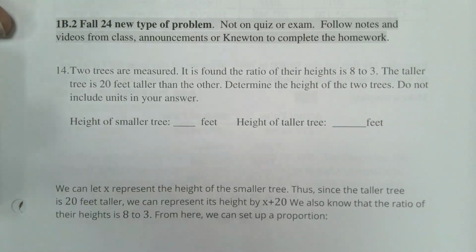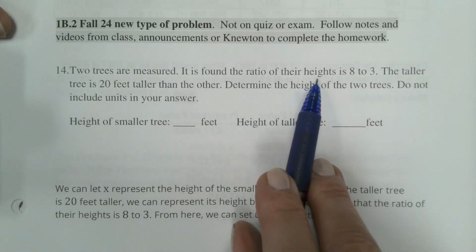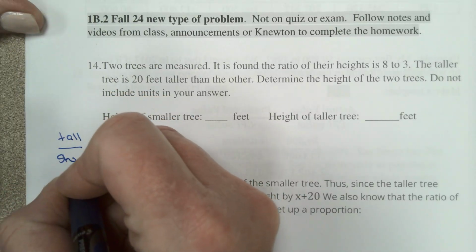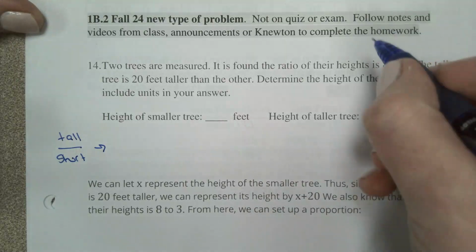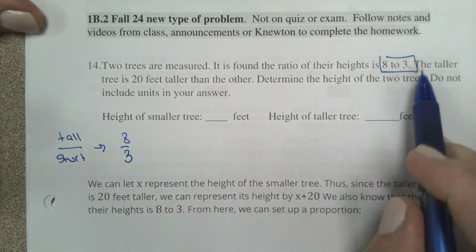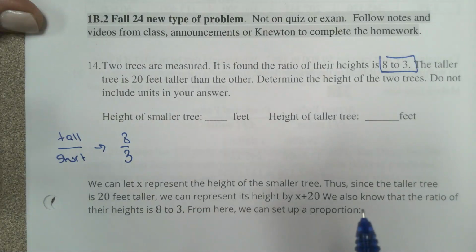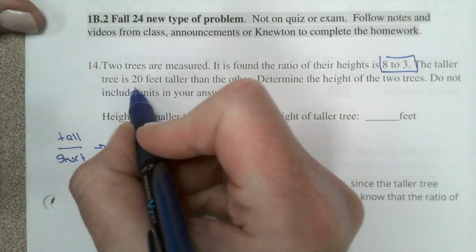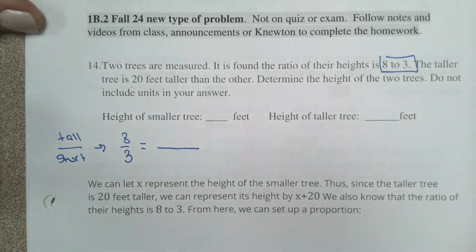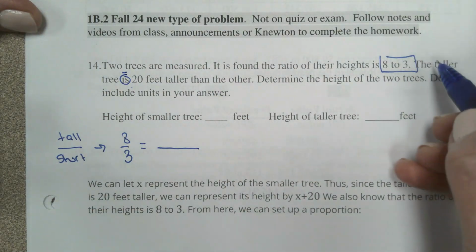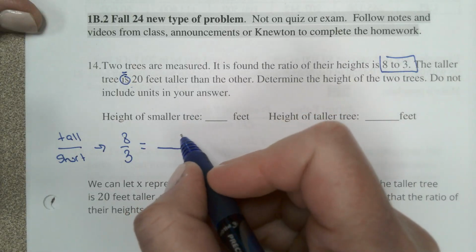Okay, so I have 2 trees, and their ratio of heights is 8 to 3. All right, so we seem to have a tall tree and a short tree, and they have a ratio of 8 to 3. So I can write ratios either with the word 2 or as a fraction like I did here. All right, so it says the taller tree is 20 feet taller than the other. So in math, the word is means equals. So the tall one equals 20 more than the short one.